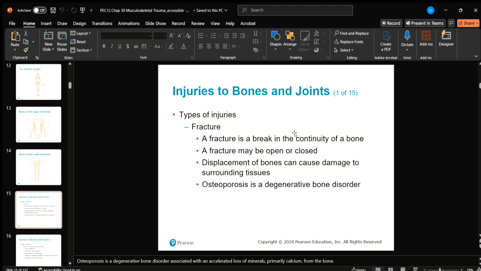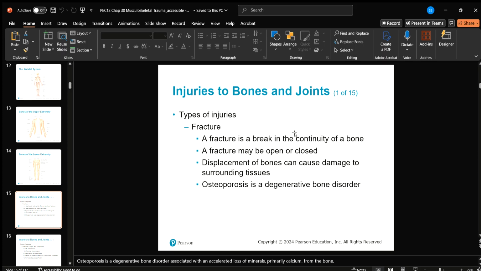All right, so fractures. What are fractures and why do they happen? A fracture is a break in the continuity of the bone, and you can have open and closed. When we talk about open and closed, we're talking about: does it break through the skin, or does the skin stay intact? The bone is obviously fractured, but we're talking about open or closed. Is the skin open or closed?